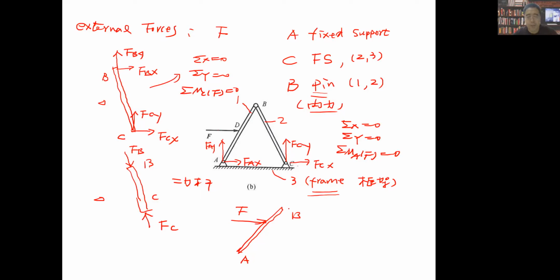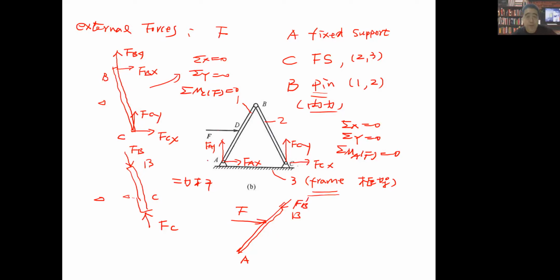give this FBX prime and FBY prime, its direction should be opposite to this one. So if you select this one for the force analysis of BC, actually this one is highly recommended because it will quite simplify our calculation. So we will just draw FB prime.